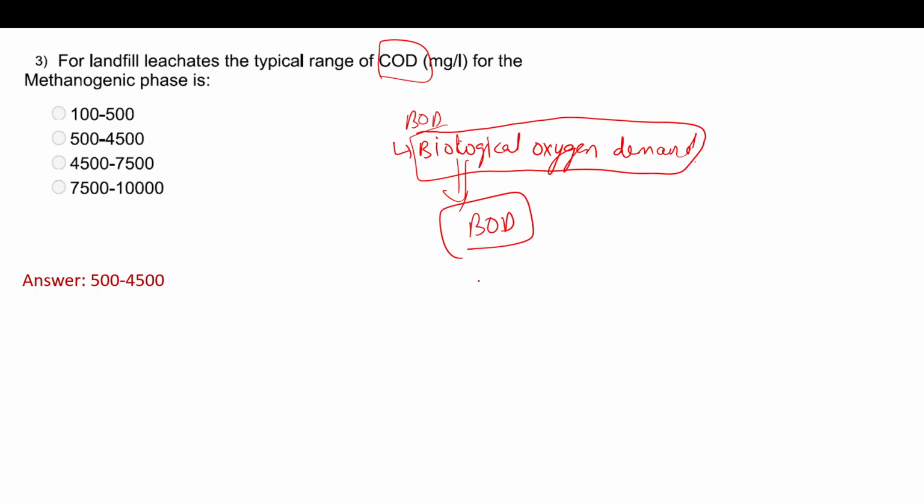Now, not all organic compounds which are present are degradable by microbes, so we require some oxidizing agent or some chemicals to degrade that, which is nothing but chemical oxygen demand. So to decompose a given quantity of organic, you require a certain amount of oxygen, which is nothing but chemical oxygen demand, to decompose or degrade the organics present in water.